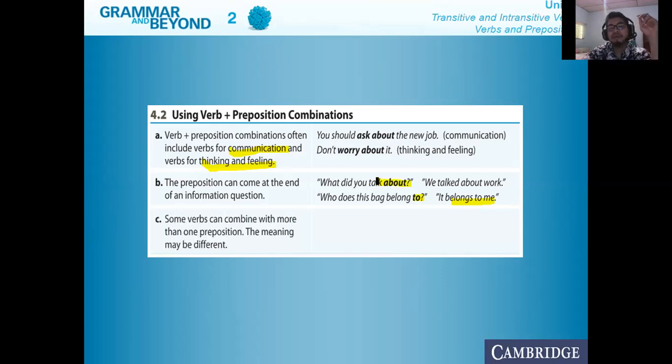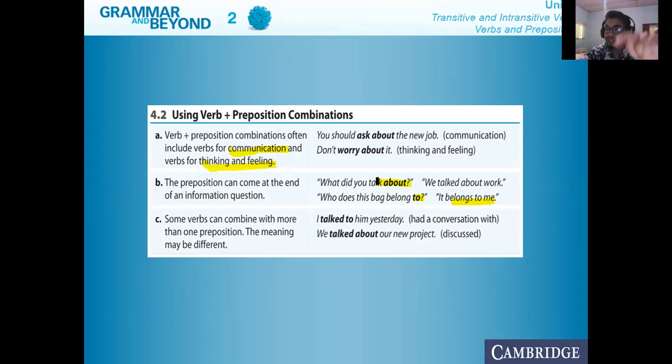Some verbs can combine with one or more prepositions and the meaning may be different. For example, I talked to him yesterday, I had a conversation with him yesterday. That's the meaning of it. That's why we don't say I talked with him, because when you say I talked with him, you're saying that you and him were together talking to someone else. But if you say I talked to him, you're talking about a specific person that you were talking to.